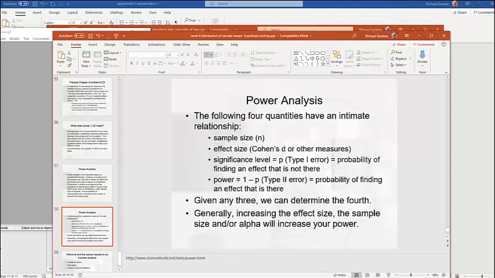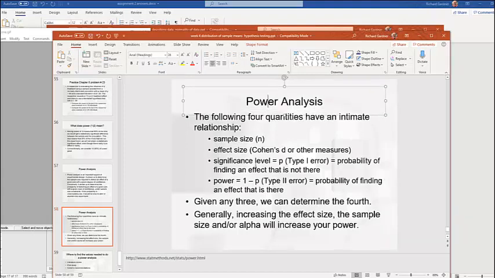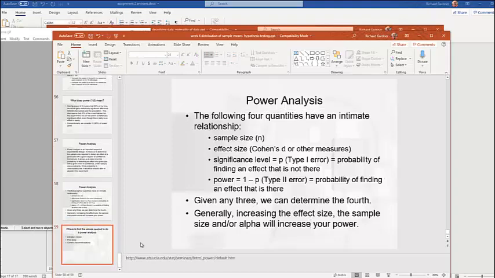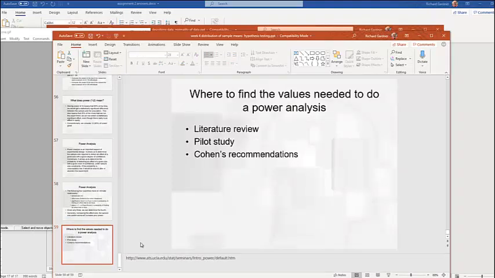These are always related under power. Sample size: the bigger the sample size, the greater the power. Effect size: the stronger the effect size, the greater the power. Significance level, don't care. Power is 1 minus beta, the type 2 error, the probability of finding an effect that is there. If we know three of them, we can determine the fourth. Increasing the effect size or sample size will increase your power. Okay, that's a lot.